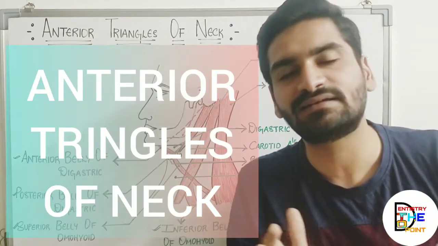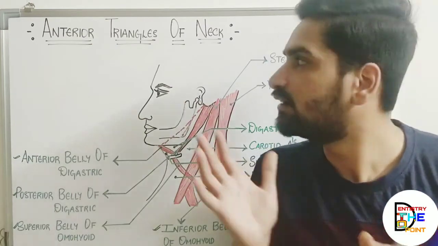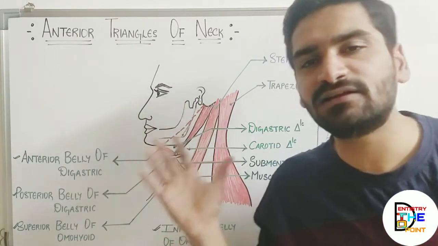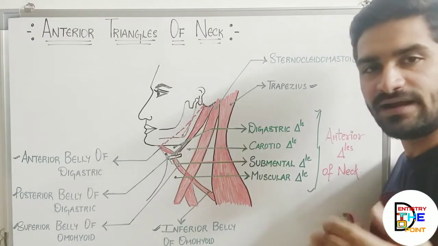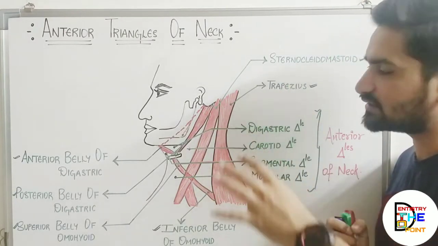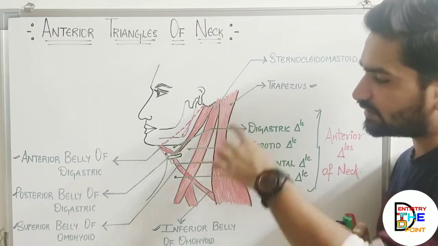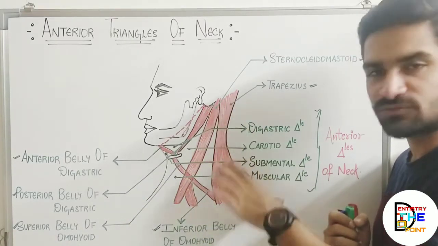We have already discussed the posterior triangle of the neck. Now we'll discuss the anterior triangles of the neck. The anterior triangle of the neck is divided into 4 sub-triangles. There are 4 small triangles inside one large triangle.